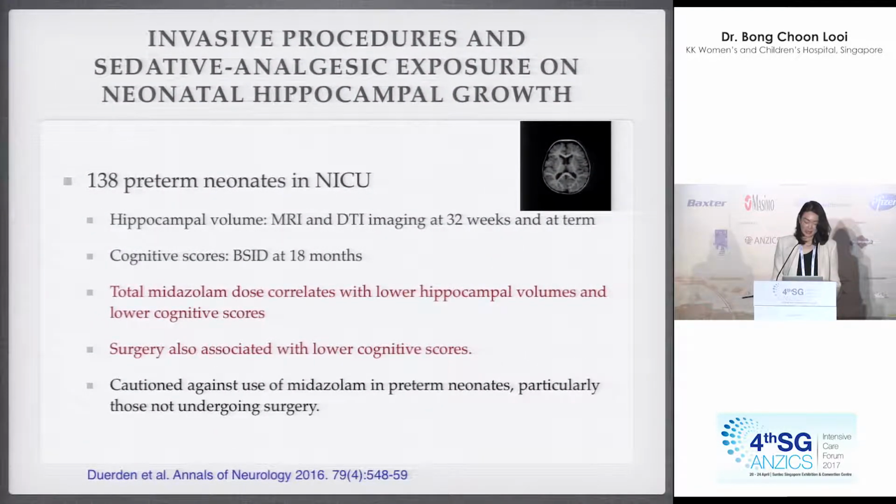So Durden's group actually looked at neonates in the NICU as well. They looked at 138 preterm neonates, and they looked at their brains. They measured the hippocampal volume using MRI and diffusion tensor imaging at 32 weeks and at term. They also did cognitive scores at 18 months using the Bayley scales of infant intelligence. They found that if neonates were exposed to midazolam, the total midazolam dose correlated with lower hippocampal volumes and also lower cognitive scores. So that's a bit worrying.